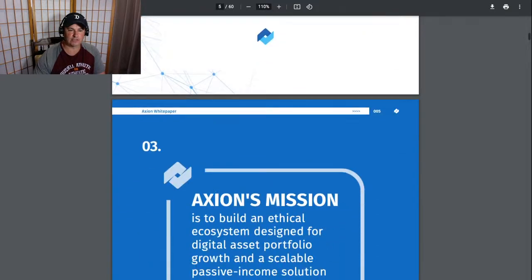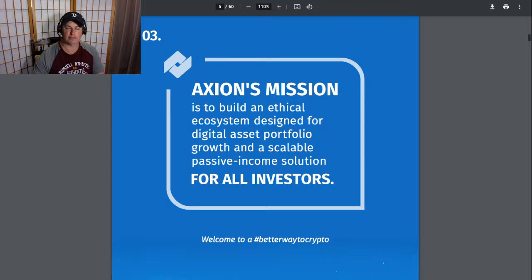Let's go down to number 3, Axion's mission statement. Whoa, this is getting exciting. Axion's mission statement is to build an ethical ecosystem designed for digital asset portfolio growth and a scalable passive income solution for all investors. So the actual asset value of your investment has potential for going up, and also you make an income from the 8% per annum plus the dividends from the auctions. It's pretty exciting, folks, indeed. And so that's pretty neat.